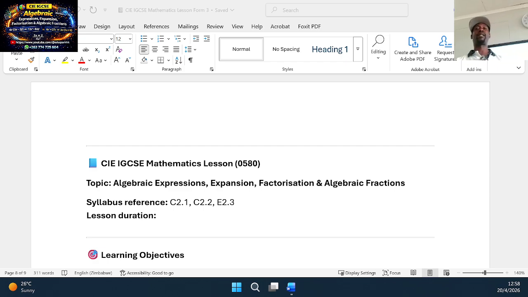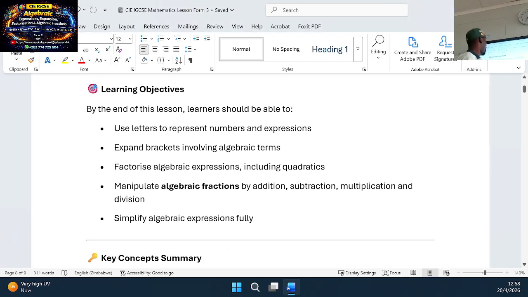Good day, folks. This time around, we are touching on IGCSE algebraic expressions, expansion, factorization, and algebraic fractions. By the end of this discussion, one should be able to represent numbers and expressions using letters, expand brackets involving algebraic terms, also be able to factorize algebraic expressions, including quadratics, and manipulate algebraic fractions by addition, subtraction, multiplication, as well as division. One should be able to simplify algebraic expressions fully.